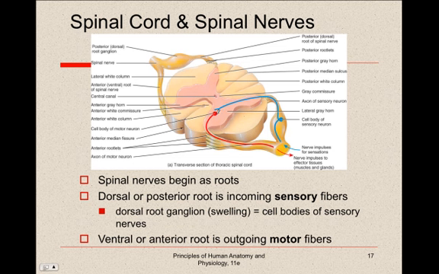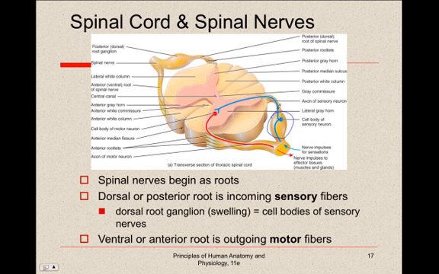So when we look at a closer view through the cross-section of a spinal nerve, this is what we've already done in lab, which is nice. If you look here, the spinal nerves begin as roots, and we have a dorsal or posterior root. Remember, the way that we can identify that dorsal or posterior root is by this lovely ganglion here. So we look for that ganglion, that bulge, where again we'd have a bunch of cell bodies.